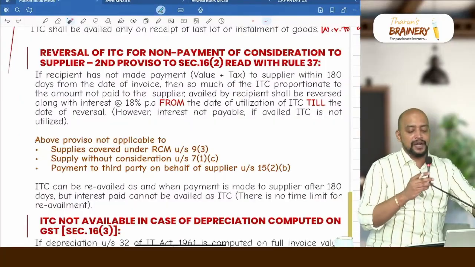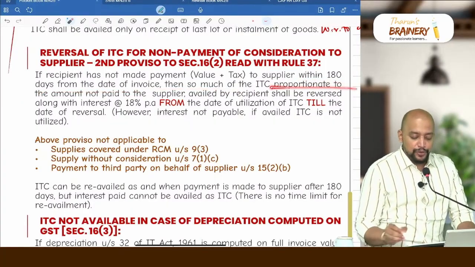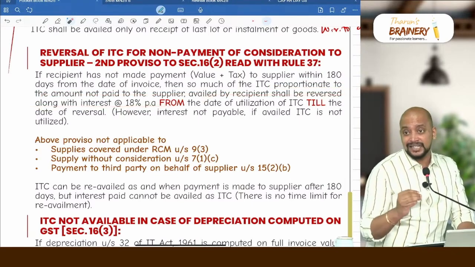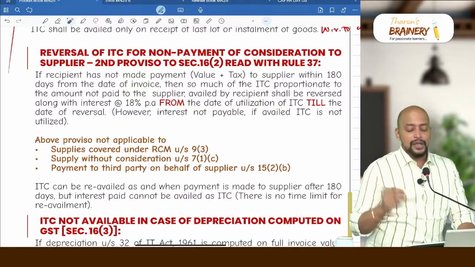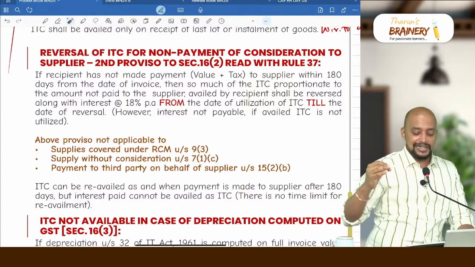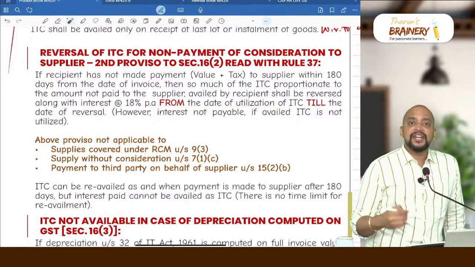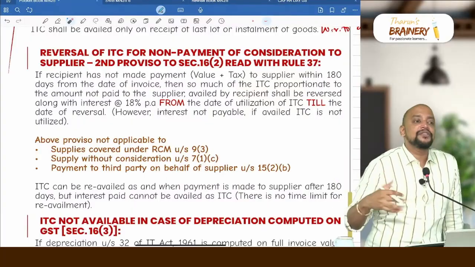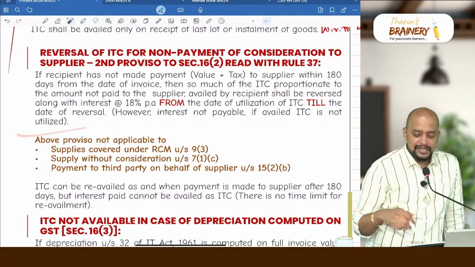If the recipient has not made payment to the supplier within 180 days from the date of invoice, then so much of the ITC proportionate to the amount not paid to the supplier, availed by the recipient, shall be reversed along with interest at 18% per annum. From which date to which date? From the date of utilization. What is the date of utilization? That month in which the balance in ITC falls below the wrongly availed ITC. To that extent, ITC is utilized, till the date of reversal. However, if the availed ITC is not at all utilized, which means to this extent every month there is a balance, should we pay any interest? No, interest payment shall not arise. Interest is not payable if the availed ITC is not utilized.